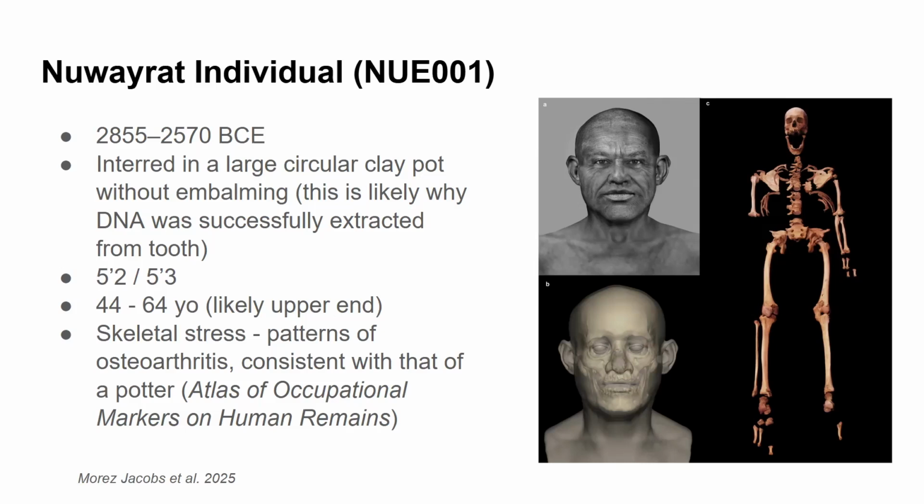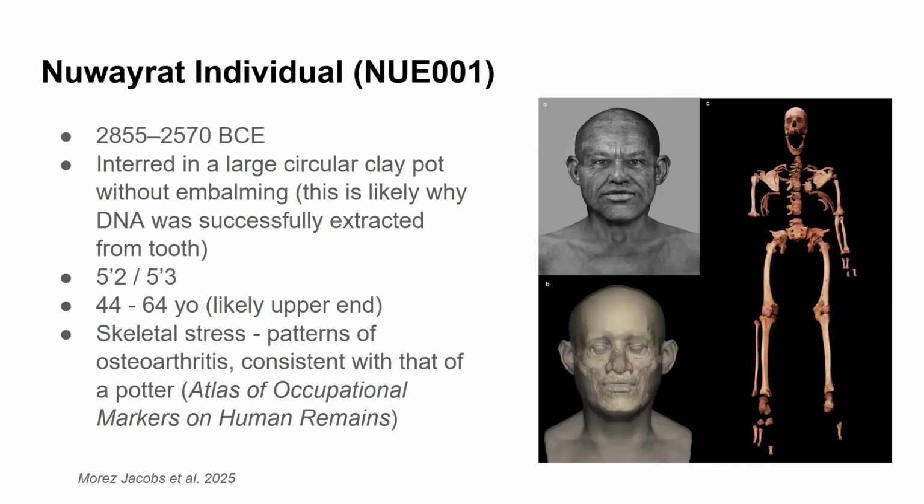And the interesting thing is the reason they were able to preserve his DNA and extract it was because he was not mummified. He was actually interred in a large circular clay pot. So this was an early pre-mummification burial process in ancient Egypt. He was about 5'2", 5'3", likely died at an age between 44 and 64 years old, although the paper says likely towards the upper end, so probably 50, 60 years old.